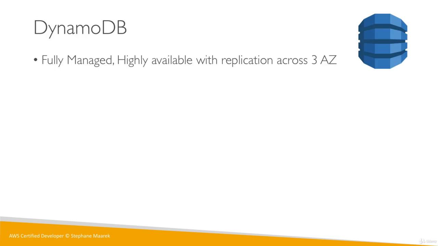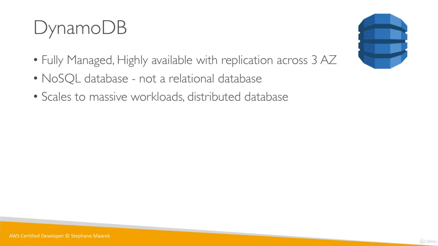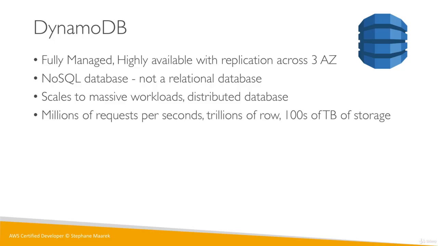DynamoDB is a fully managed, highly available database with replication across 3 availability zones. So by default, you get a lot of good stuff. It's a NoSQL database, as you expect, so it's not relational, and it scales to massive workloads because it's distributed and scales horizontally. And this has been proven. Some companies have hundreds of terabytes in DynamoDB, and it works just fine. Now you can scale to millions of requests per second, trillions of rows, or as I said, hundreds of terabytes of storage. So this should fit your use case if you are a bit smaller than this.